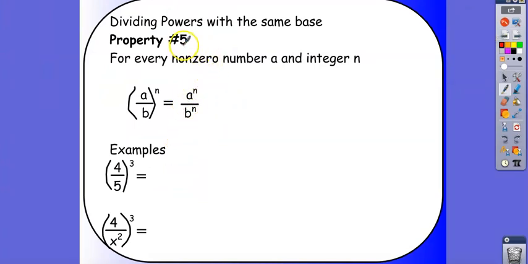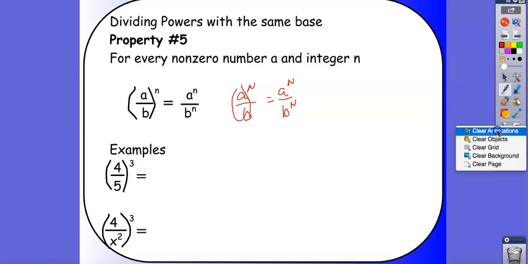If you're dividing, one more property: if you're dividing powers with the same base, that power has to go on both of them, just like the product rule. This is the one if I'm dividing and it's in parentheses, that n has to go on both. If there was no parentheses, the n would just be on the A, it would not be on the B. But as soon as you put the parentheses around it, then it becomes like that. Does that make sense?